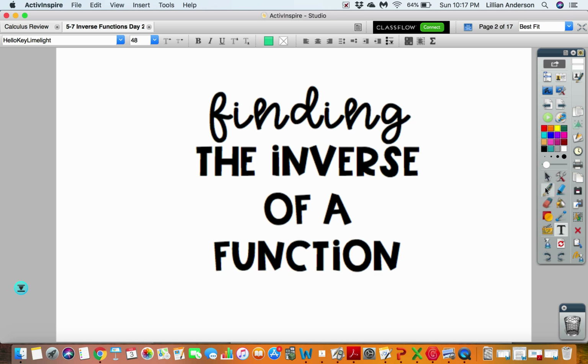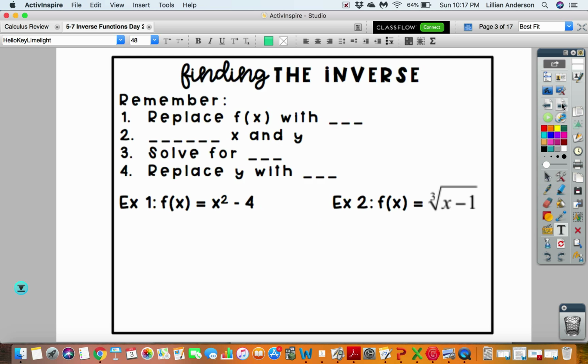So, how do you find an inverse of a function? Now, we did this the last lesson, but we're going to take it up a notch with some of the functions. As you can see, the first example is f of x equals x squared minus 4, and the second function is f of x equals the cube root of x minus 1. No matter how complicated the original function is, it is still very important that you remember those 4 steps that we talked about last week.